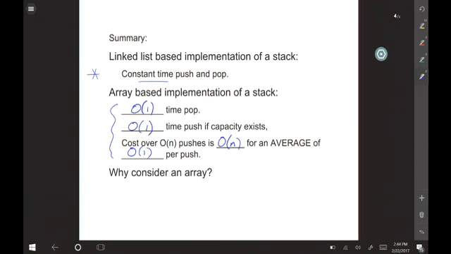Including resizing. Everything I did to it, which included a lot of resizing. Guess which one was faster? Raise your hand if you think the linked list. It's always constant time. Raise your hand if you think the array. Yeah, good. I wouldn't be telling the story otherwise, right?